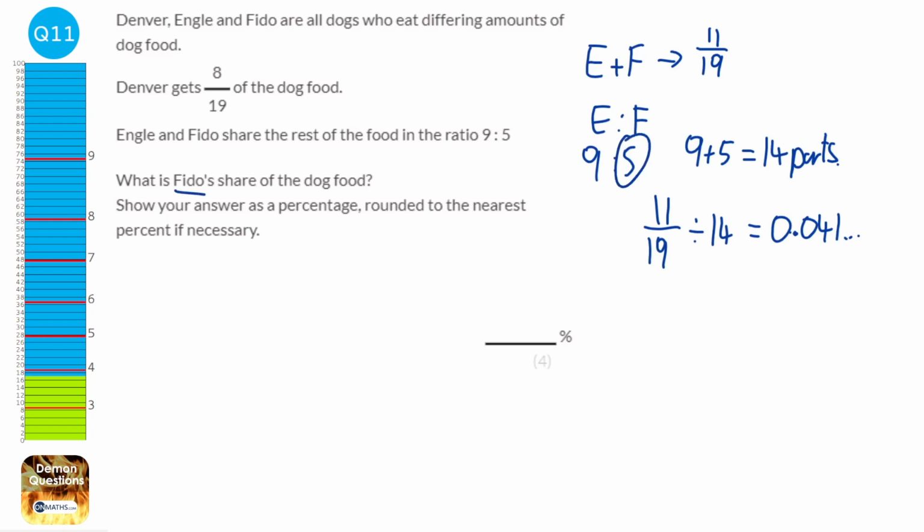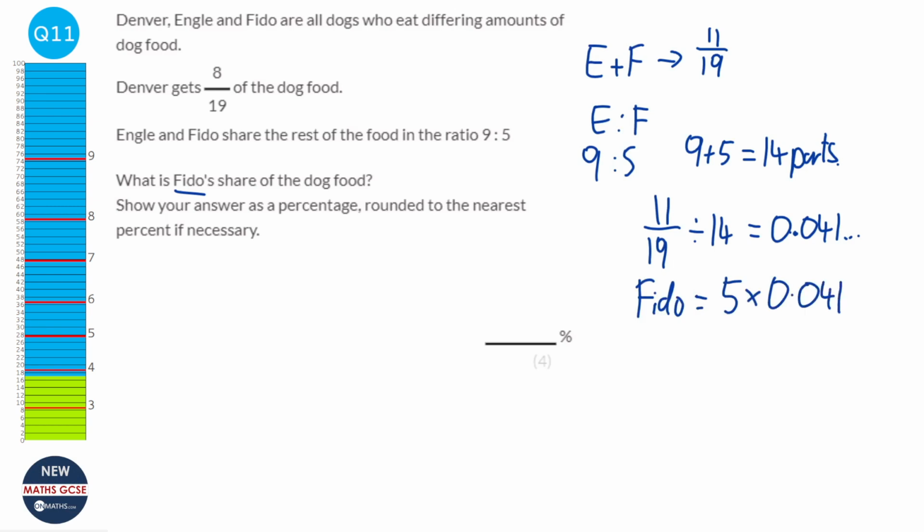Well, Fido has 5 parts. So Fido has 5 parts, each of them worth 0.041... I've kept it in my calculator to keep the accuracy. And when I do that, I get 0.206... Now we're asked to work it out as a percent, so I'm just going to times that by 100.